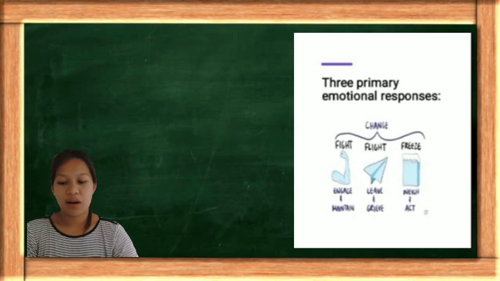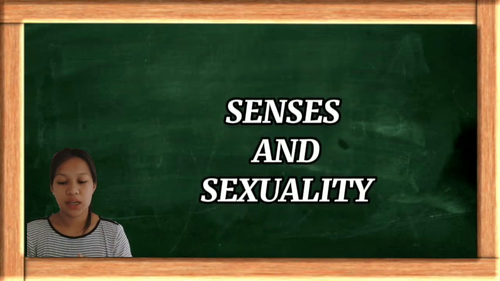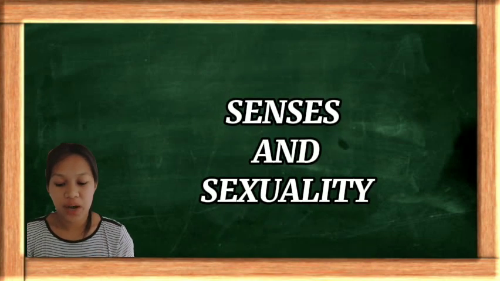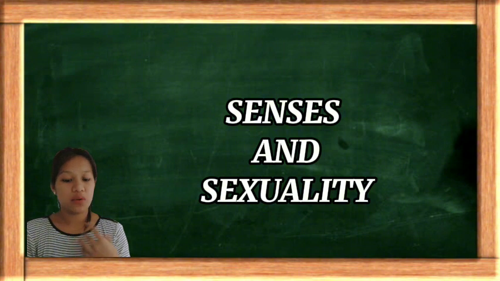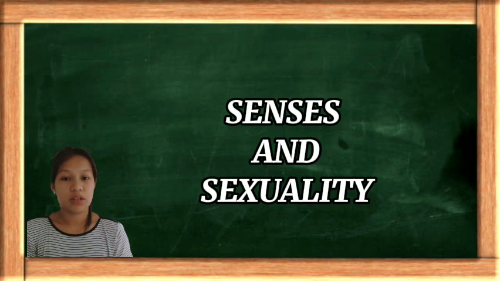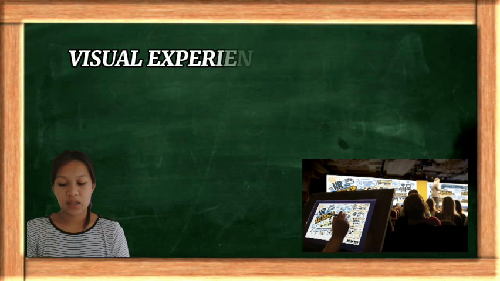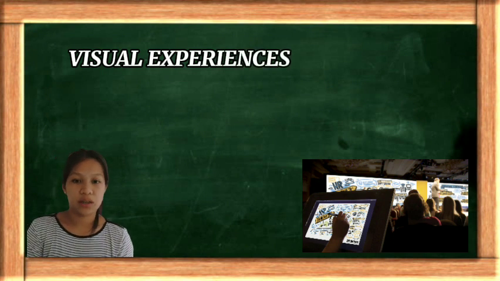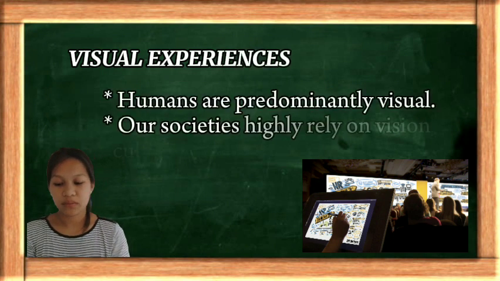Next, we have the senses and sexuality. Having provided an overview on how affect, the sensorium, and the brain's limbic system coordinate, we are now going to discuss the roles the various senses play in human sexual responses. First, we have visual experiences. What do we mean by visual experience?